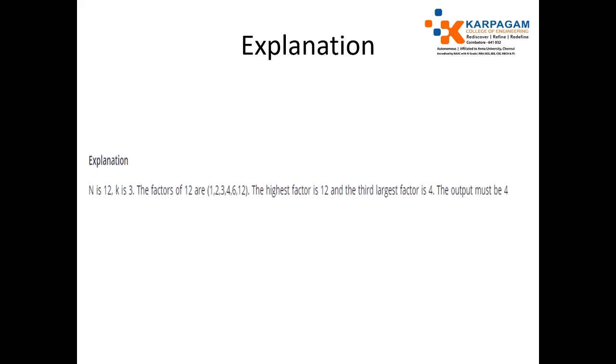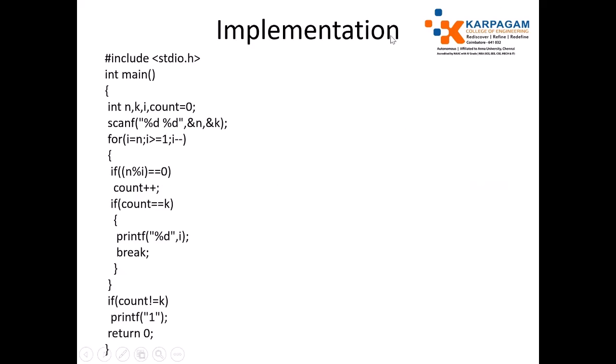Okay, here in the implementation, just include the header file, and for getting the value n just declare a variable. For getting the k value declare a variable k, and i for iteration and count for finding the number of factors. I just read the values n and k by using this scanf statement.